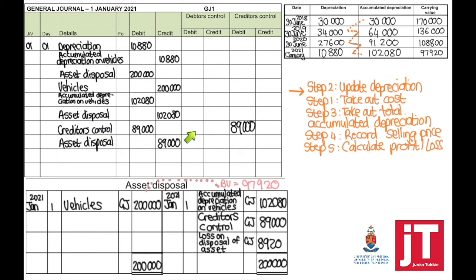Creditors control is debited, account credited, asset disposal. Step number 5, calculate profit or a loss on the sale of an asset. So in my journal, we would take the 200,000 minus the total accumulated depreciation equals the book value. Subtract that from the selling price and that equals the loss on disposal of asset.